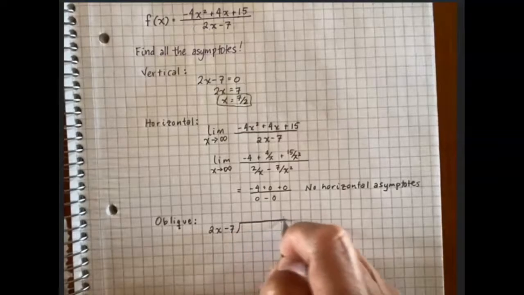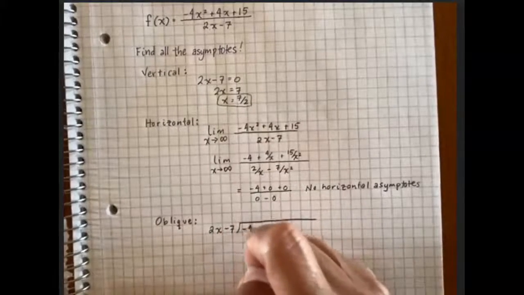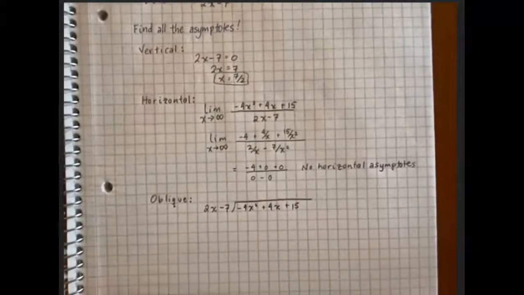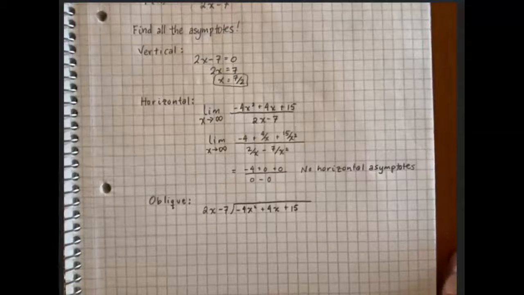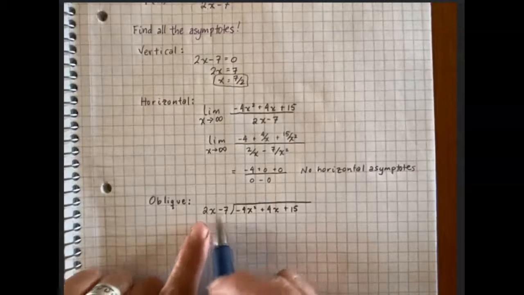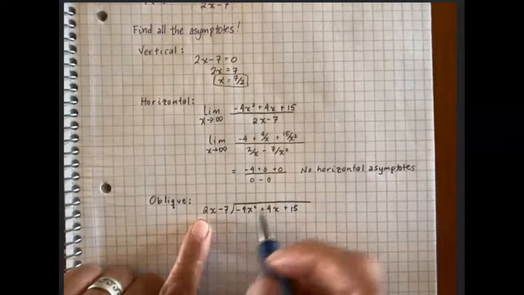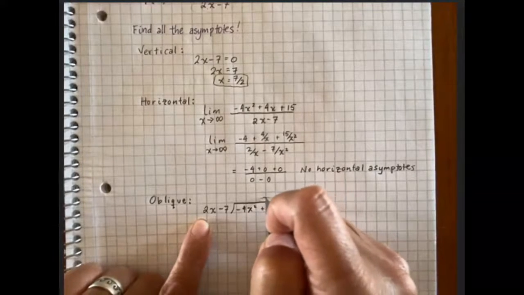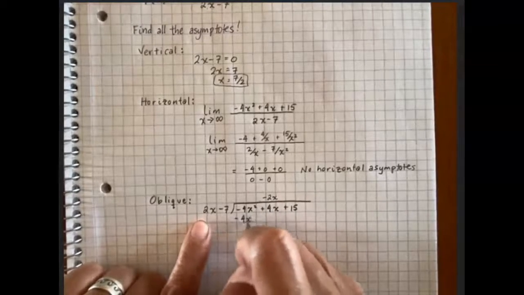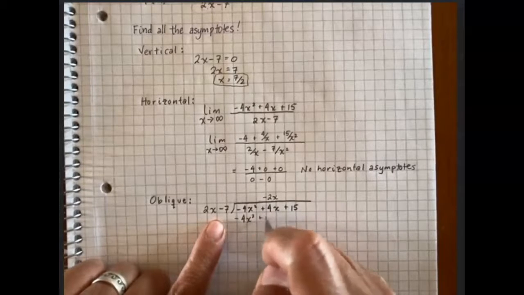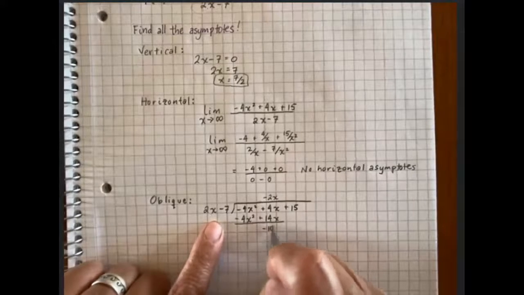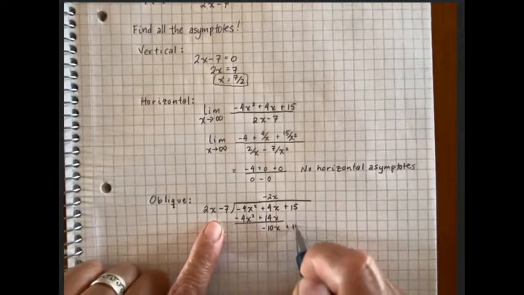All right. So 2x minus 7 goes into negative 4x squared plus 4x plus 15. And I'm just going to use regular division. If you love synthetic division, it's kind of fun too, but this way, I think, illustrates what we're doing a little bit better. All right, so 2x goes into negative 4x squared, negative 2x times. Negative 2x times this binomial will get a negative 4x squared. Negative 2x times negative 7 is plus 14x. Subtracting, I get 4 minus 14, or negative 10x. And then I bring down the 15.